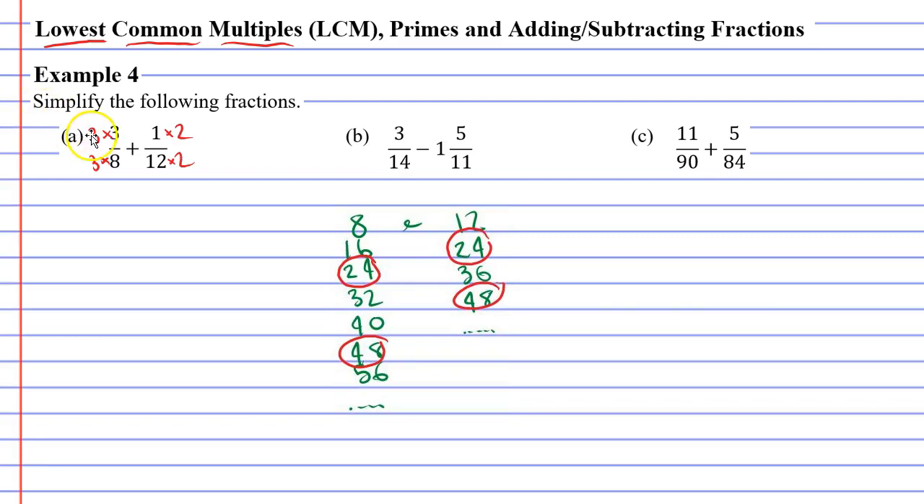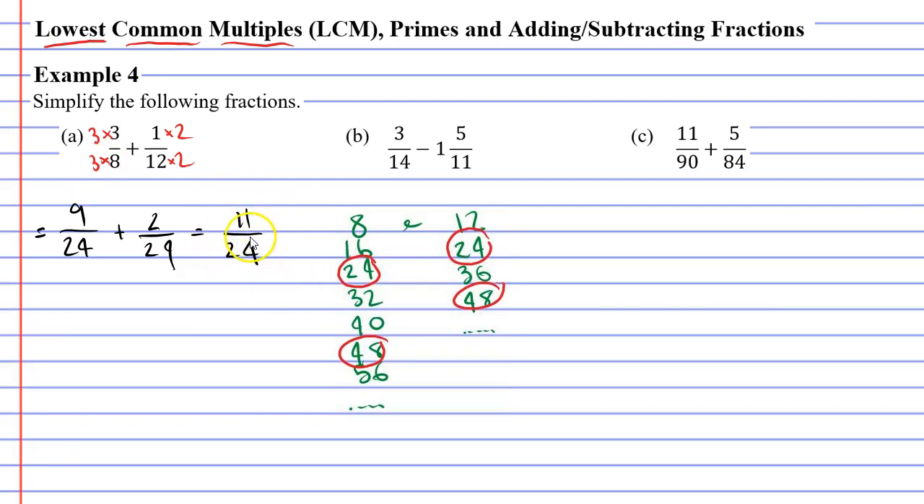What does this give me? 3 times 3 is 9, and that will be over 24. So 9 over 24 plus 1 times 2 is 2, and that will be 2 over 24 as well. Now that our denominators are the same, it's really easy to add our fractions. 9 plus 2 is 11, and the denominators always stay the same. They will stay as 24.